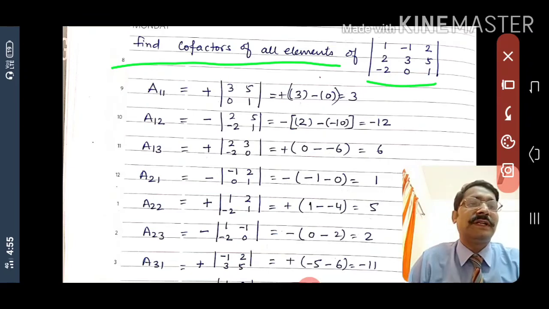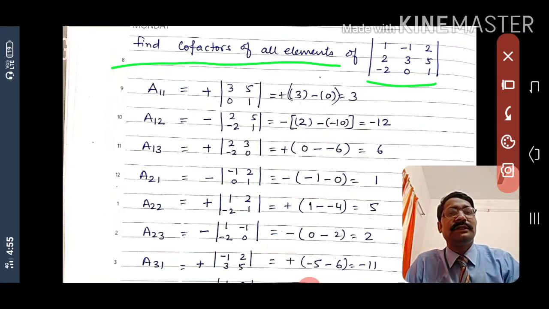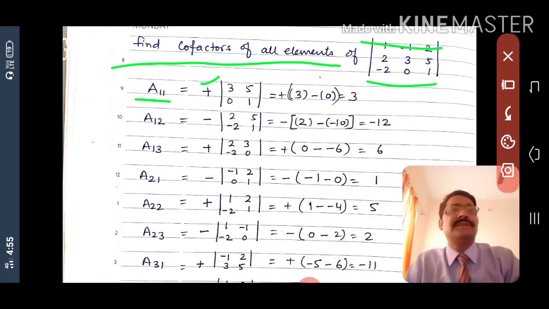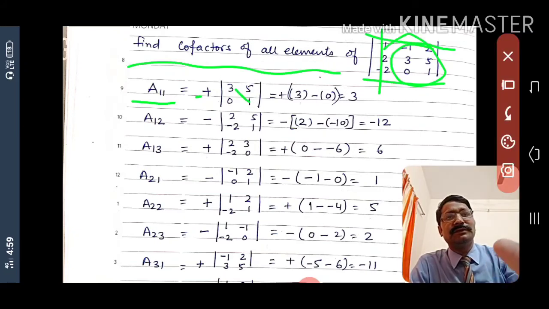Now we have to find the cofactor. So how we can find cofactor, you can understand. First we find capital A11. Capital A11 means sum of 1 and 1 is an even number, so here sign is plus. And first row and first column you will not take. What you will get, look here. And that you will do cross product, 3 minus 0, that is 3 you will get.